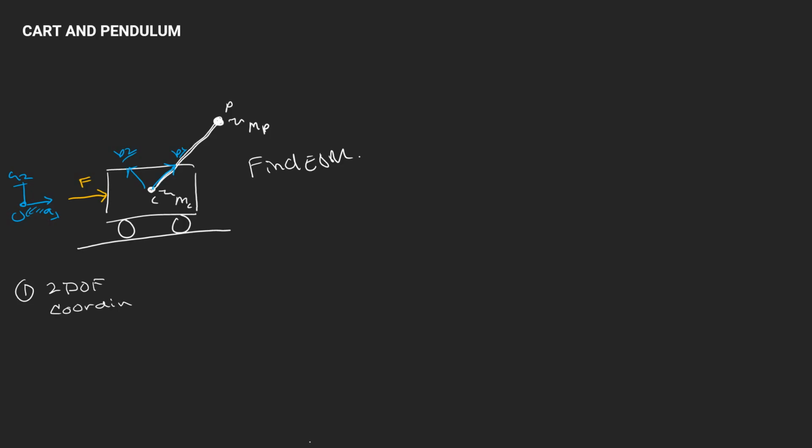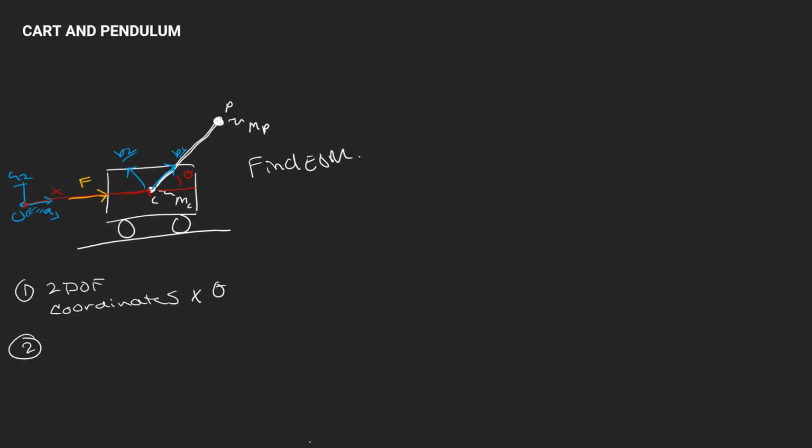And for our coordinates, we can describe the translation of the cart in the horizontal direction using the variable x. So I'll put x here. And then we can define the orientation or rotation of this rigid rod with the particle attached as theta. So our second coordinate is theta.